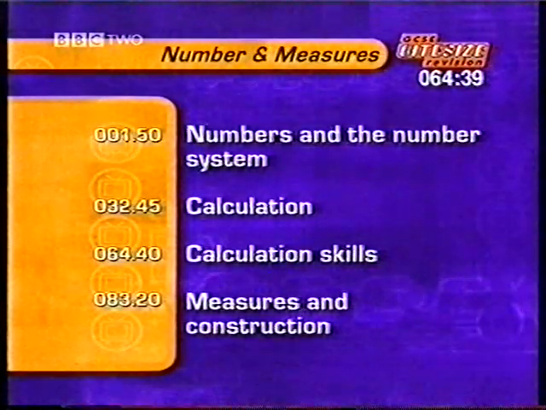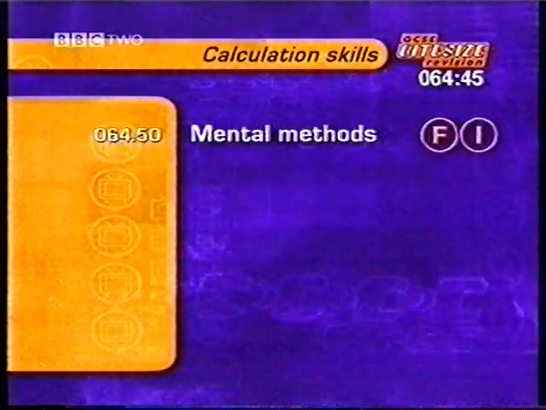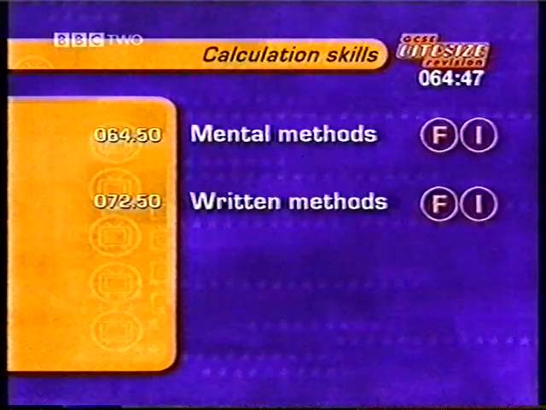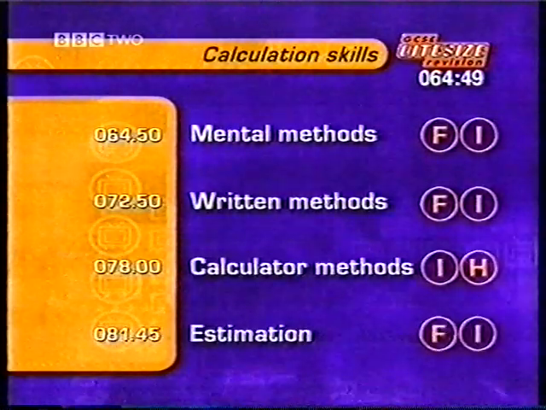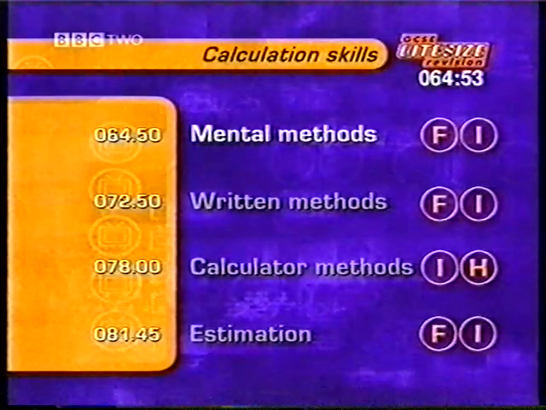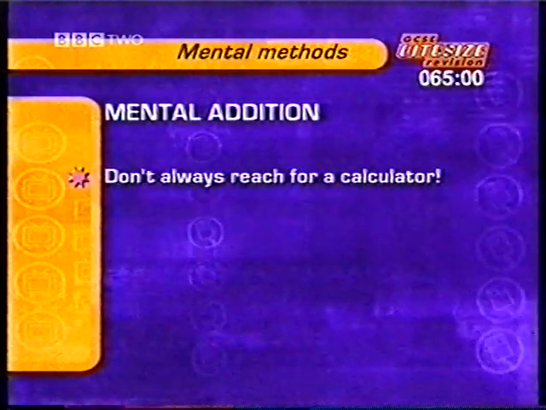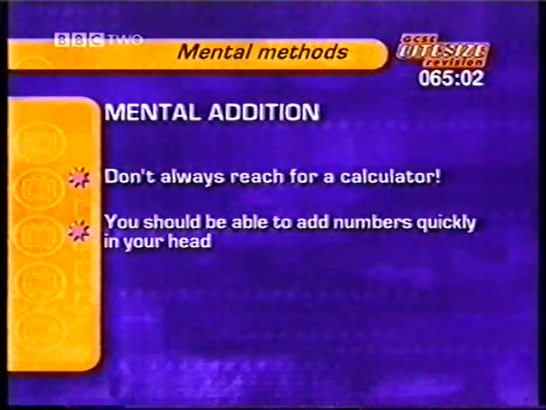We now move on to look at calculation skills. This section covers mental methods, written methods, calculator methods, and takes a look at estimation. First, some tips for doing mental arithmetic. Don't always reach for your calculator. You should be able to add numbers quickly in your head.